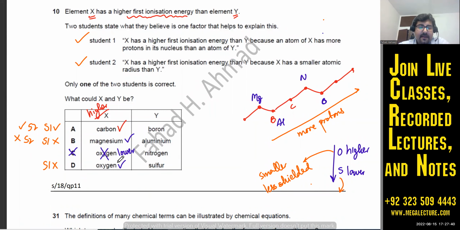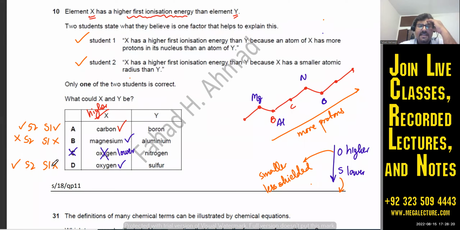So why did oxygen have a higher ionization energy compared to sulfur? Because it was smaller. So student number 2's explanation that it was smaller is correct for this one. Okay, so the explanations for student 1 and student 2 were correct for option A. The explanations were both incorrect for option B. Even though option B was correct, it was higher, both explanations were wrong. And the last option was that, to explain this one, student 2 was correct, student 1 was incorrect.